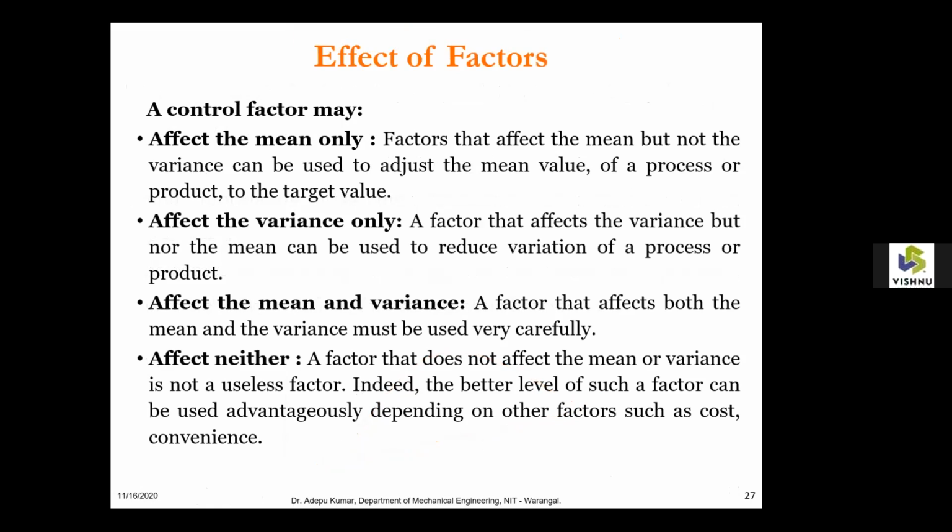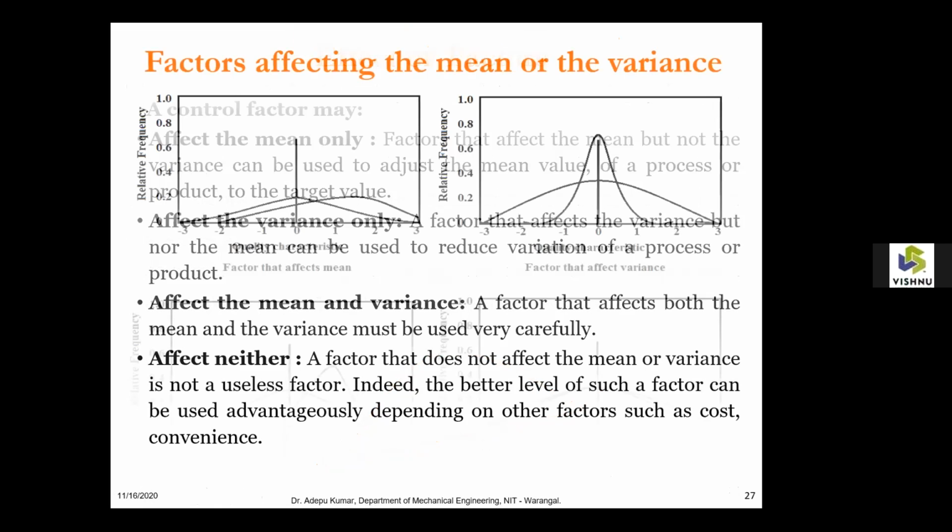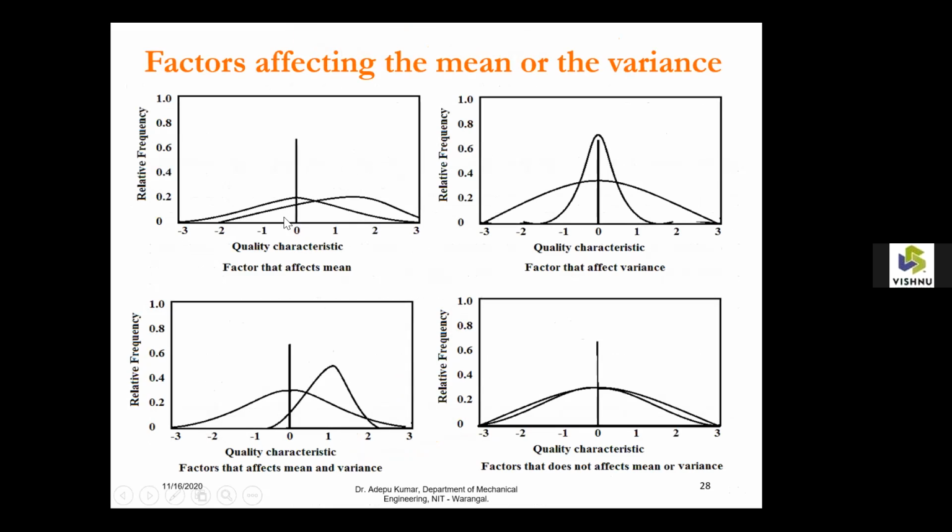The factor effects mean the effect of the mean only, the effect of the variance, the effect of mean and variance, and the effect of neither. You can see the shifting of the diagram from the mean, that is 0. This is the effect of mean shifting. This is the effect of variance. Both are shifting in the effect of mean and variance, and there is no effect of either mean or variance.